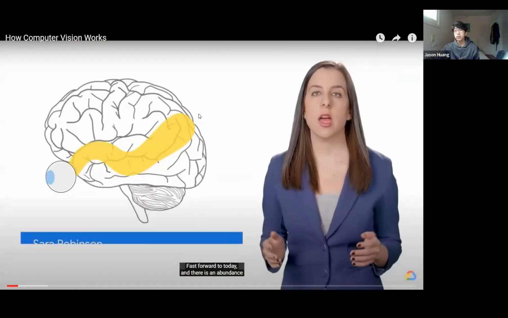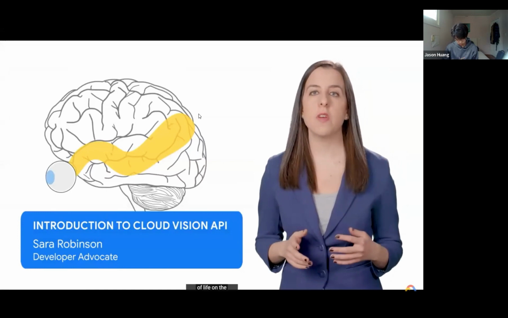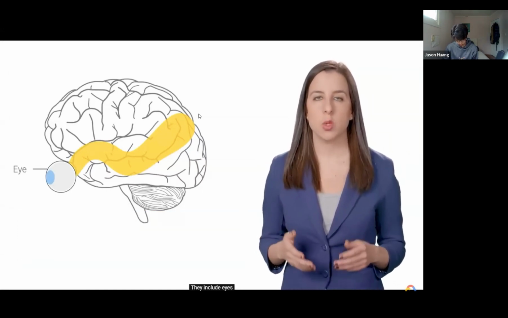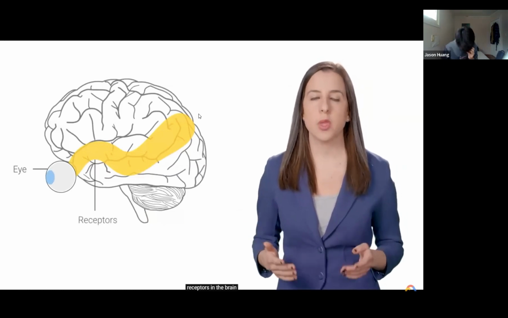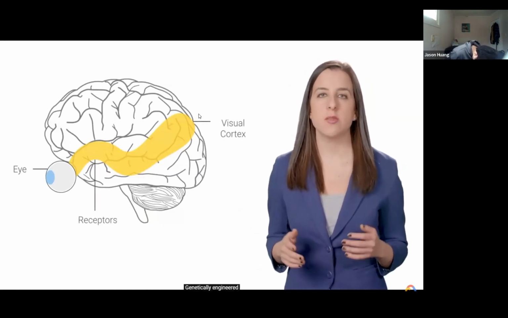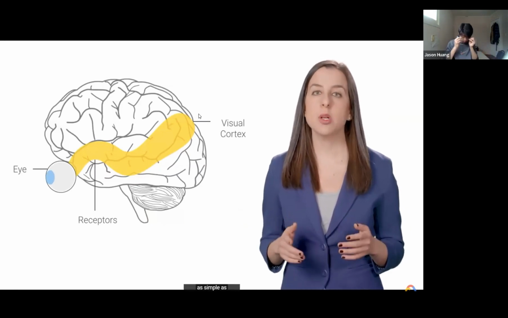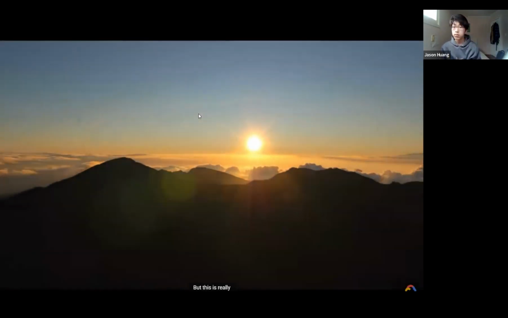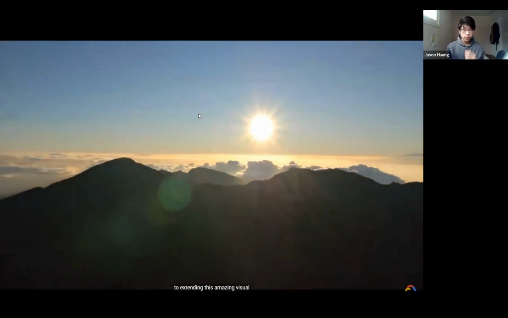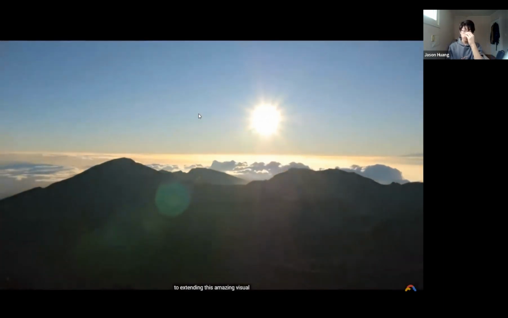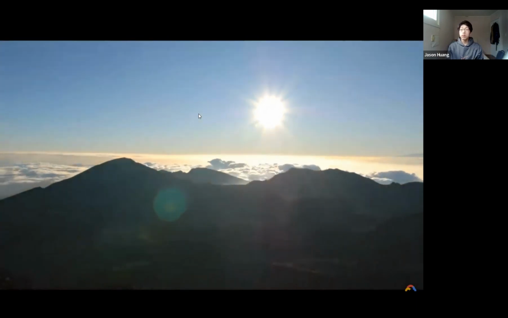Fast forward to today, and there's an abundance of life on the planet, which all have very similar visual systems. They include eyes for capturing light, receptors in the brain for accessing it, and a visual cortex for processing it. Genetically engineered and balanced pieces of a system, which help us do things as simple as appreciating a sunrise. But this is really just the beginning. In the past 30 years, we've made even more strides to extending this amazing visual ability, not just to ourselves, but to machines as well.